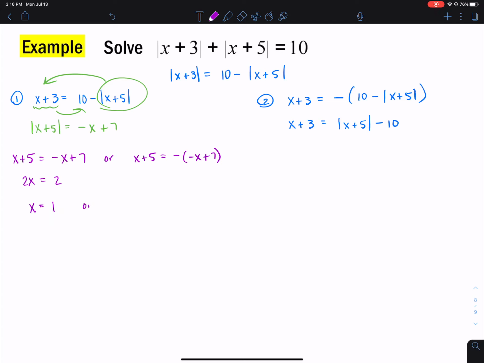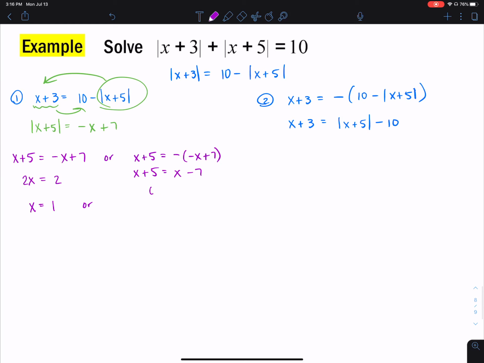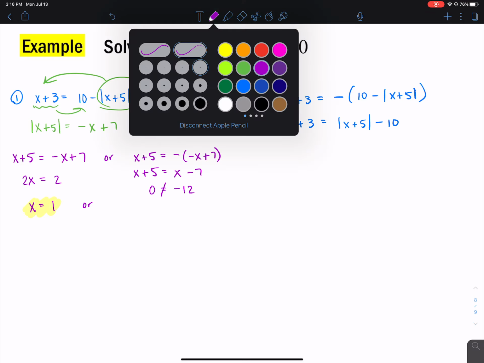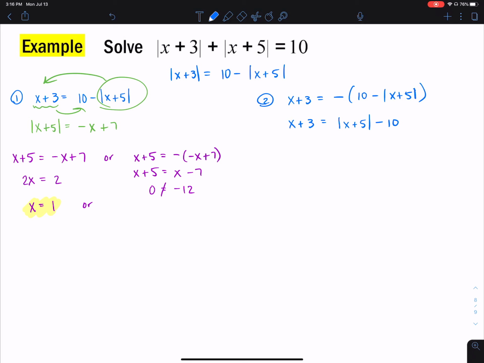Or, let's solve this one, see what we get. x plus 5 is equal to, distribute your negative, which would be x minus 7. Look what happens here. If I subtract x from both sides, I get 0, and if I move the 5 over, I get negative 12. Well, 0 does not equal negative 12, so I don't get an answer there. This x equals 1 is the only solution I gain from that piece, okay?